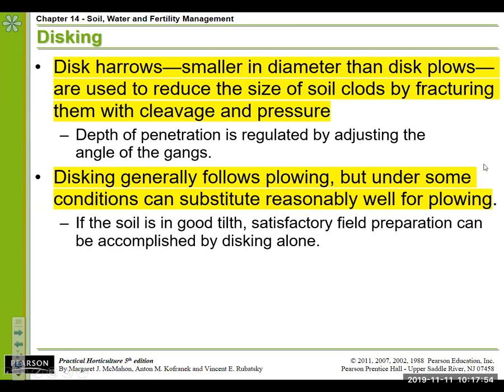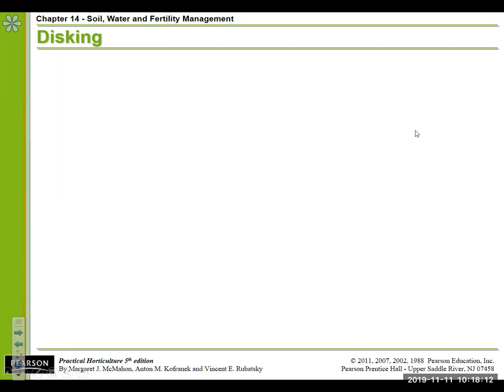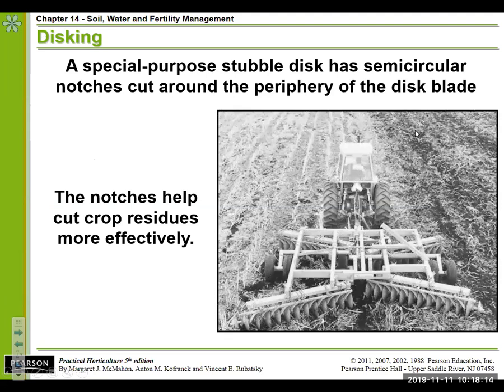Under some good soil conditions, especially after we've plowed them, and if we've really maintained them well, keeping the soil covered through cover crops, often we don't necessarily need to plow again. In some cases, we can just disc it if it is in good tilth. Here's just another image of disking using a stubble disc that has little notches around the periphery of the disc blade, and these help to cut crop residues even more effectively.